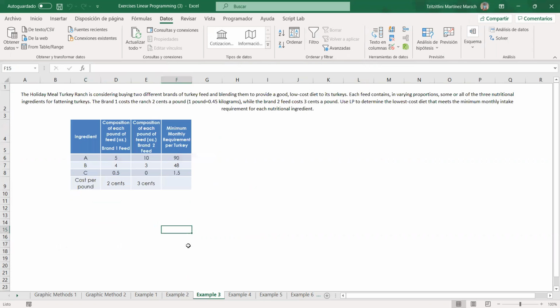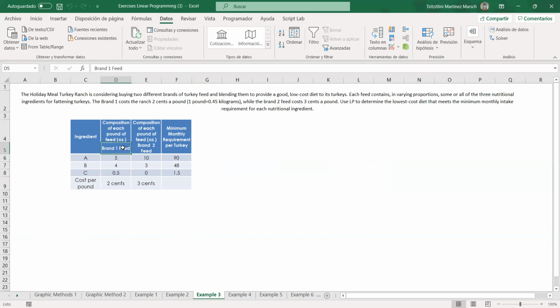Let's do another one. Here it says that a holiday meal turkey ranch is considering buying 2 different brands of feed and blending them, so we can mix them up to provide a good low-cost diet to our turkeys. Each feed contains a variety of portions of the 3 nutritional ingredients. Brand 1 costs the ranch 2 cents a pound, while brand 2 costs the ranch 3 cents for 1 pound. Use linear programming to determine the lowest cost.